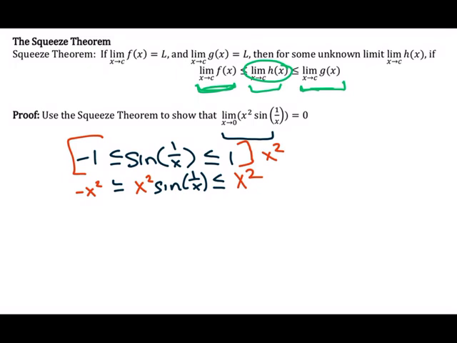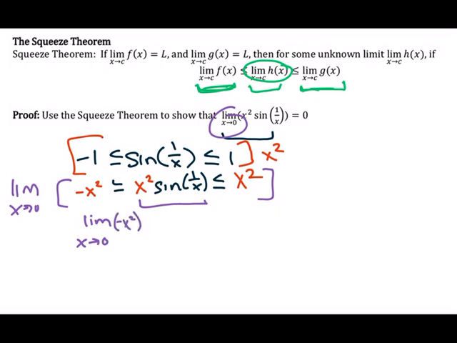Now, what I really care about in this problem, so I have what I wanted to have here, except I'm missing the limit. So I'm going to take the limit as x approaches 0 of each side. The limit as x approaches 0 of negative x squared will still need to be less than or equal to the limit as x approaches 0 of x squared sine of 1 over x. This will still be less than or equal to the limit as x approaches 0 of x squared.